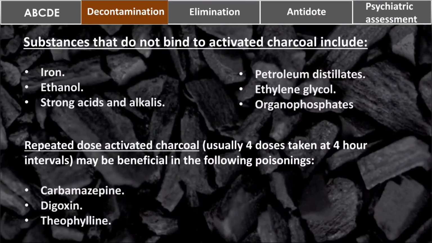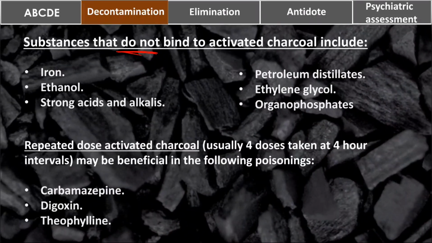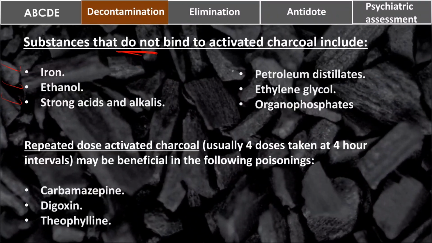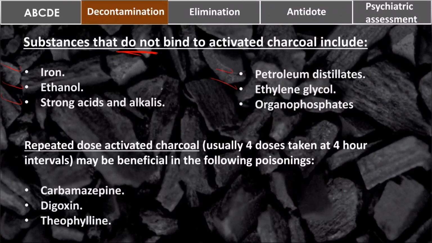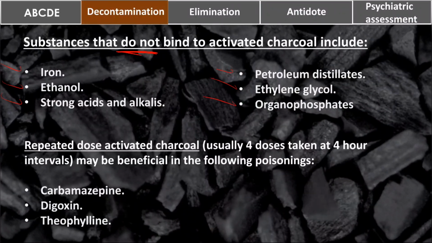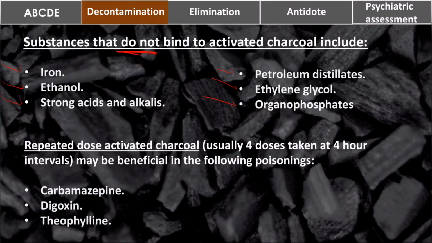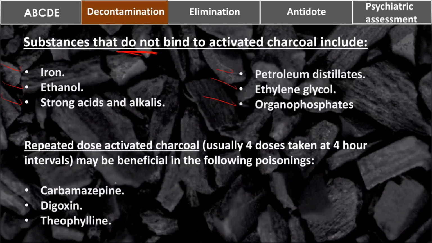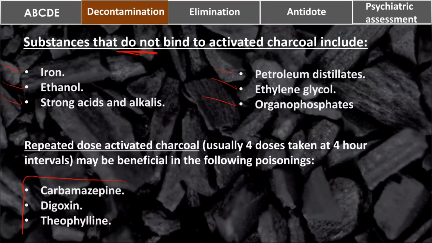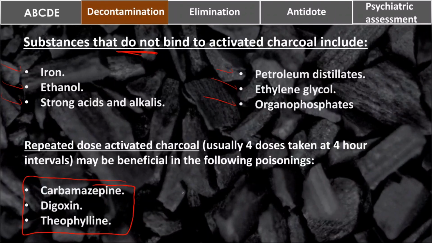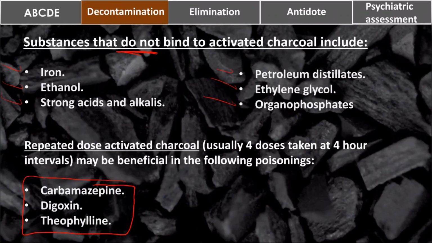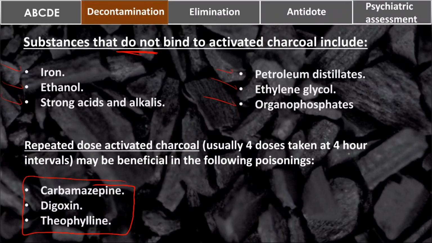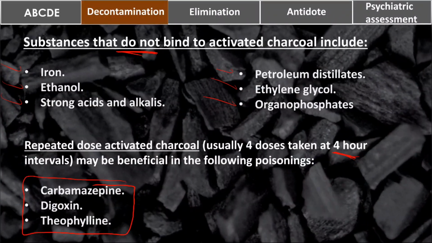Substances that do not bind to activated charcoal are iron and ethanol, strong acids and alkalis, also petroleum, ethylene glycol. So there are some drugs that cannot be bound, and organophosphate cannot bind to activated charcoal. And there are some drugs which are slow release, for example carbamazepine, digoxin, theophylline. These drugs usually have a narrow therapeutic index, so the dose can be repeated 4 times, every 4 hours.